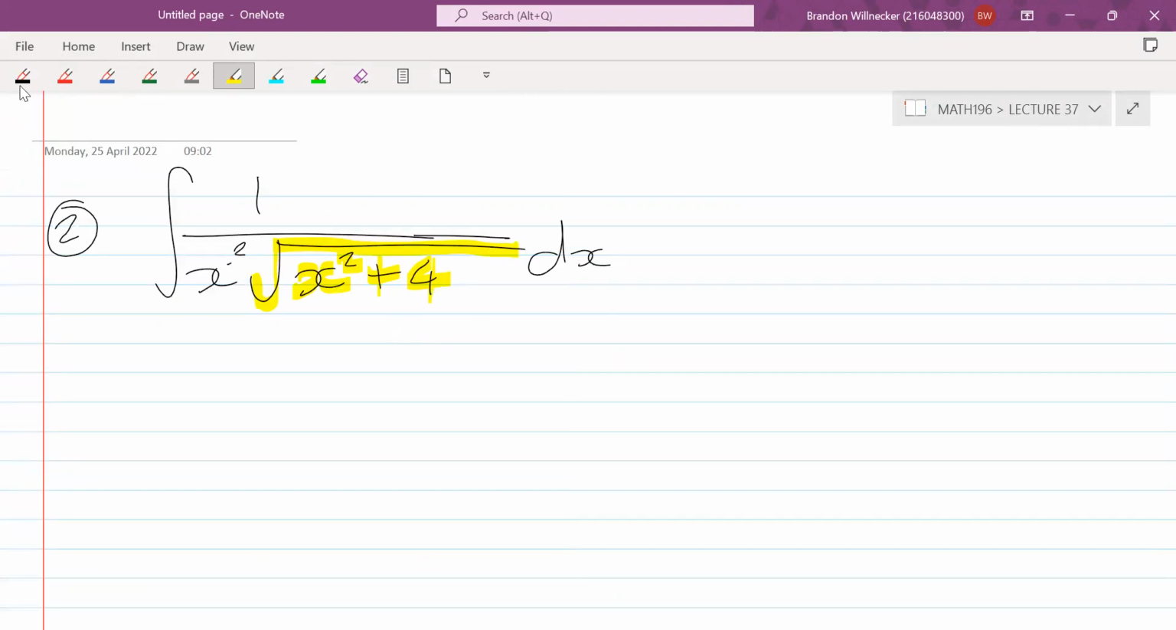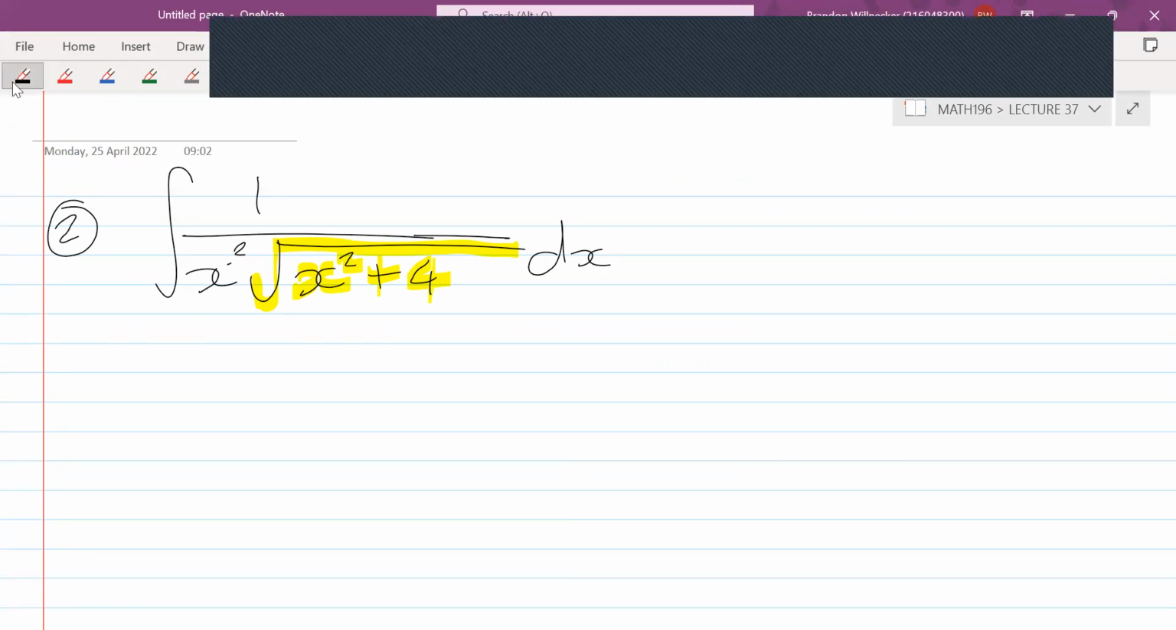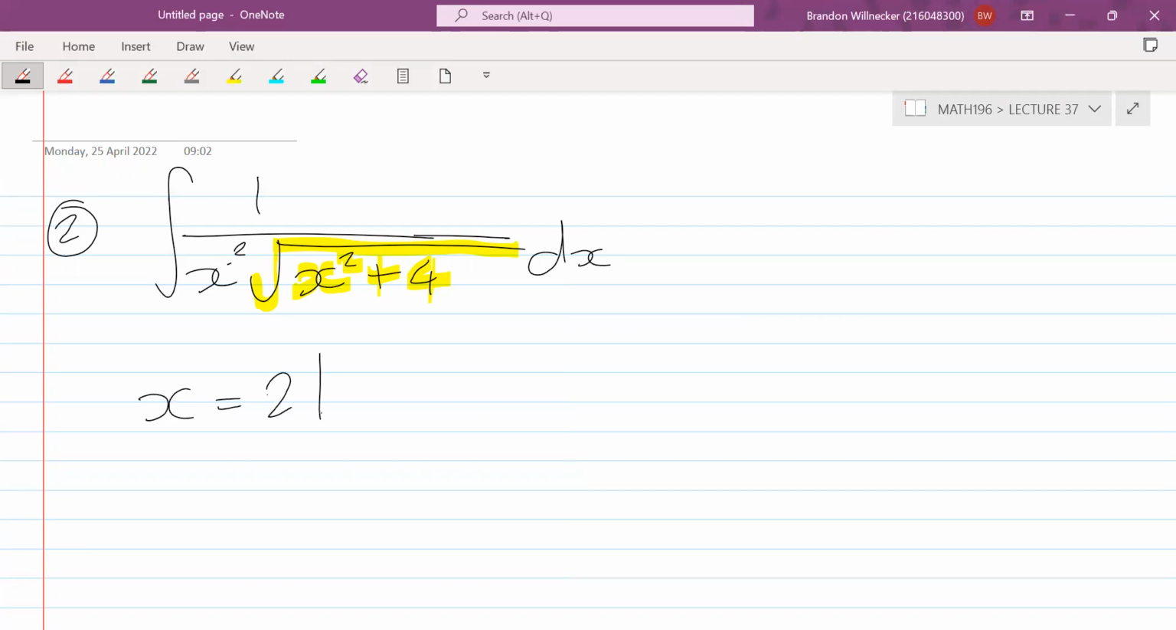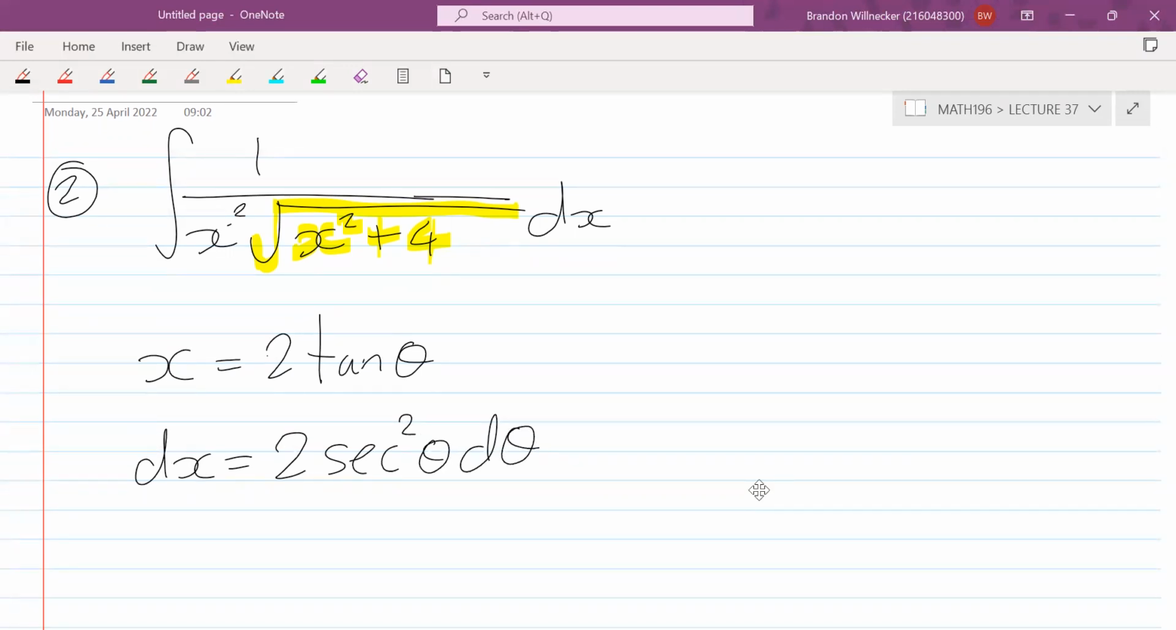So we've got our substitution, x is equal to 2 tan theta. We just look at the table, we see what we need to do. So we've got x. What's dx going to be? The derivative of tan is sec squared. So we're going to get 2 sec squared theta d theta. And that's everything we need for the substitution.